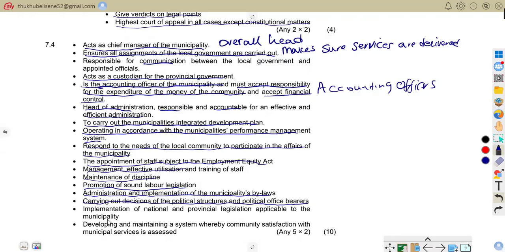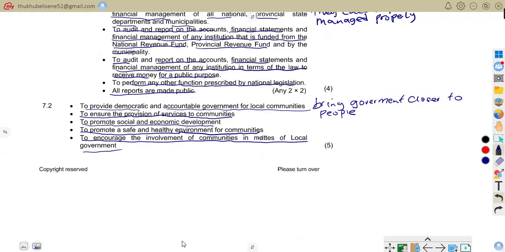Also, implementation of national and provincial legislation applicable to the municipality. Also, developing and maintaining a system whereby community satisfaction with municipal services is assessed, whereby you develop a service satisfaction system and measure service quality. Example, a community survey on water supply reliability. So that is that. Now we are to move on to another question.